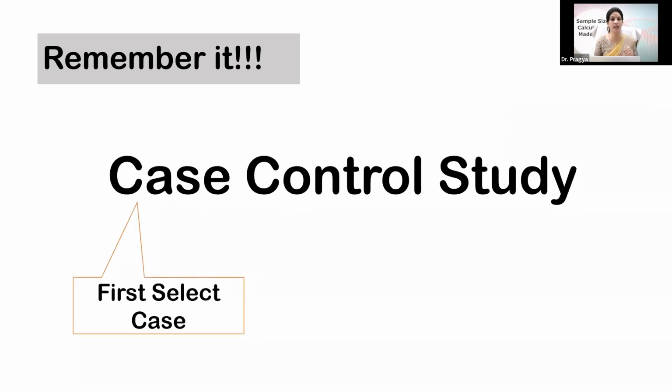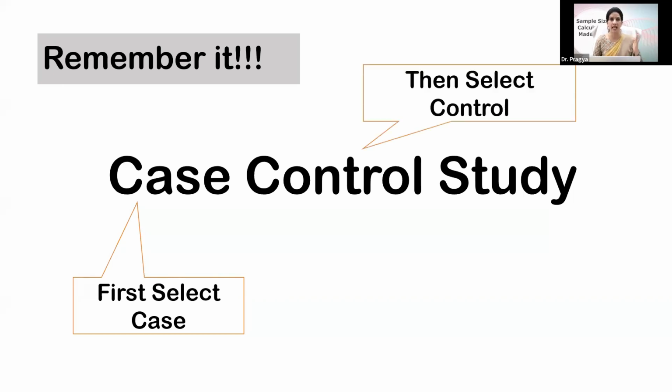So you have to select the cases first. That's why all the sample size, wherever you calculate the formula, that says about the cases. And then the controls, it can vary. And we will see how the ratio of cases to controls can vary depending upon the resources, depending upon the availability of time, etc. So in case control study, we always start with the case first, and then we select the controls.